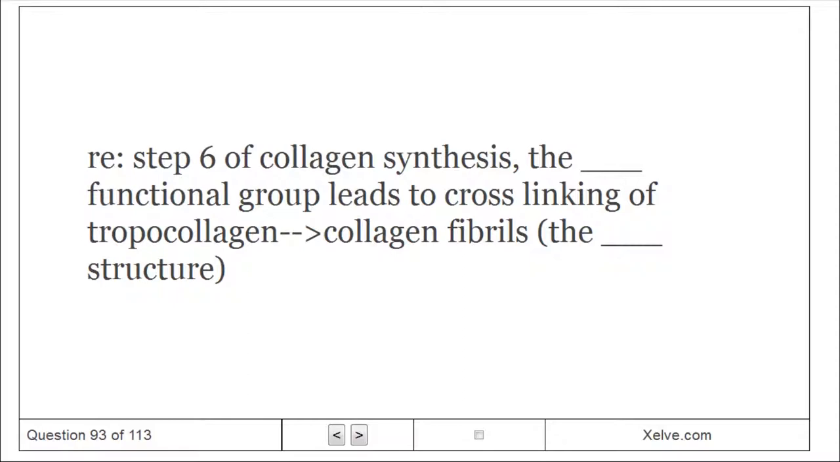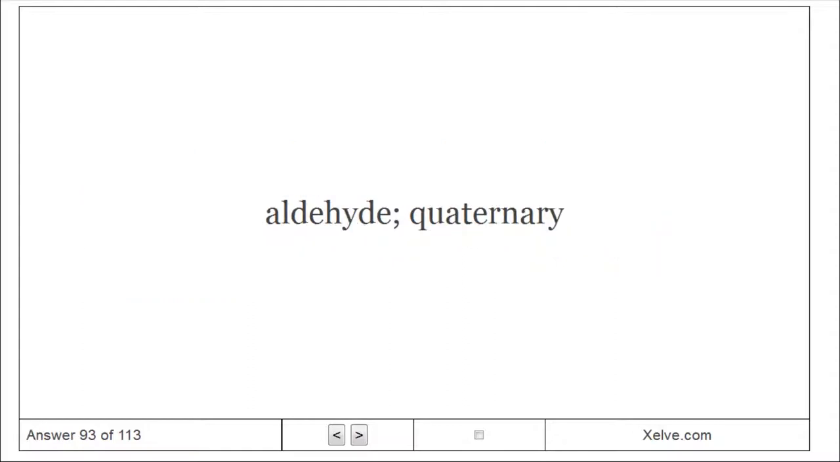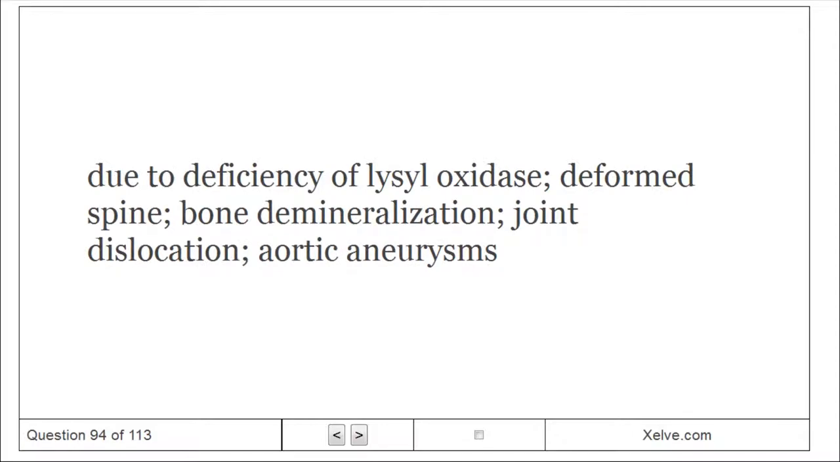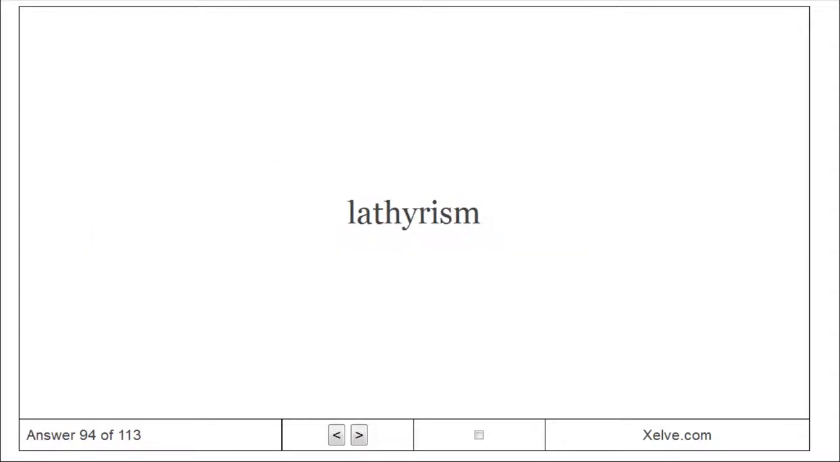In step 6 of collagen synthesis, the aldehyde functional group leads to cross-linking of tropocollagen to collagen fibrils, the quaternary structure. Due to deficiency of lysyl oxidase: deformed spine, bone demineralization, joint dislocation, aortic aneurysms. Ehlers-Danlos-like disease.